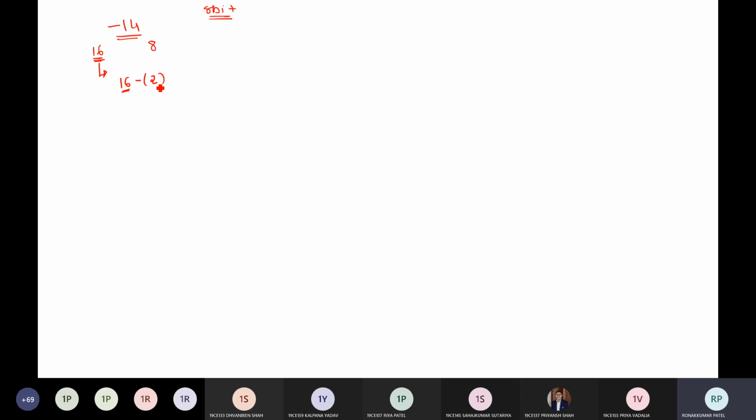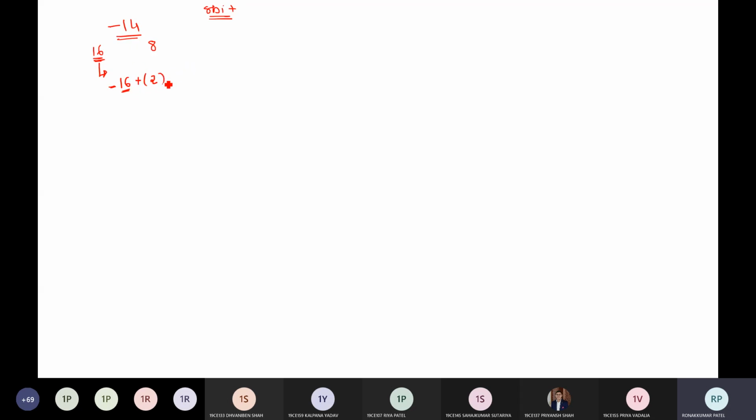16 minus 2, right? So this thing, if you negate it, this is minus 16, this is plus 2. This is minus 16 plus 2. It will give you minus 14.